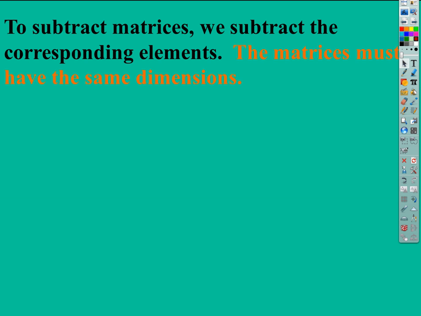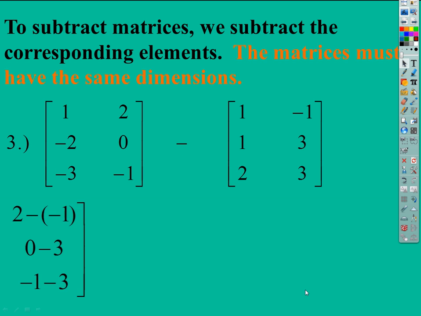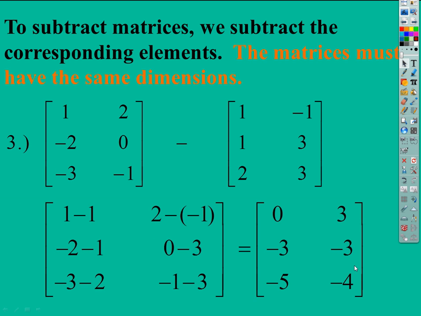If I want to subtract matrices manually, we do the same thing, only we subtract, right? Corresponding parts get subtracted. So we get 1 minus 1, 2 minus negative, etc. Looks like that. And there's our answer.